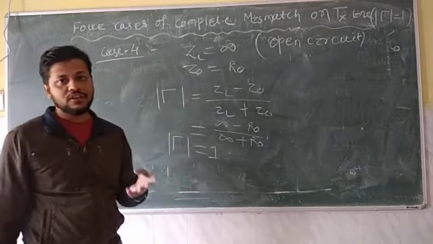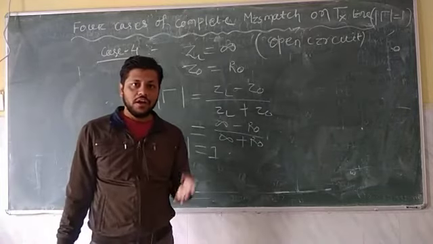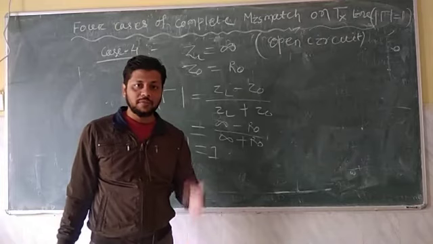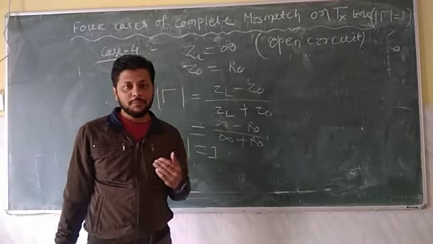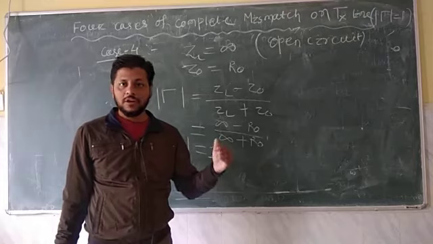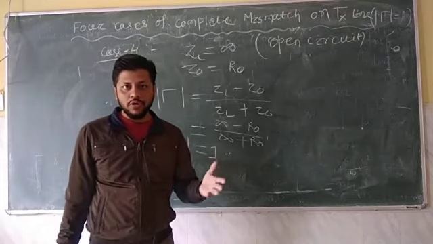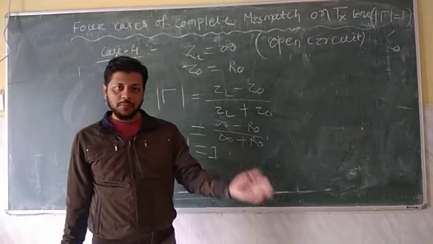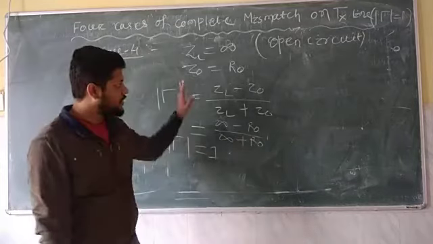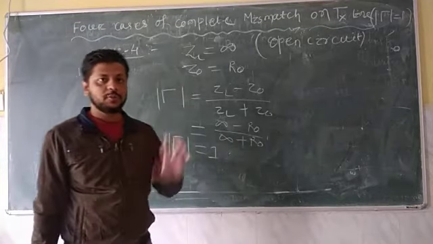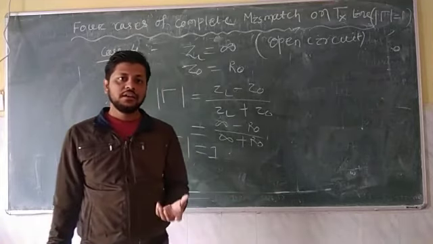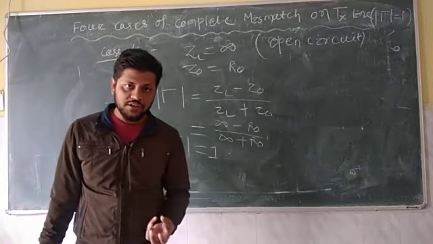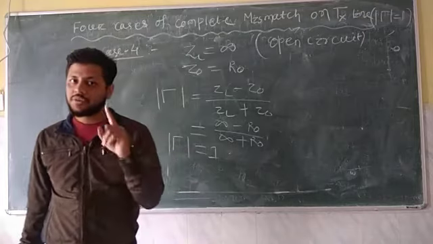So these are the 4 cases where 100% reflection will take place of your incident power. So whatever power delivered by your source will not reach your load. Instead, it will be reflected back towards your source. So these 4 conditions we should remember, and whenever a question comes, we can directly find that this is the case for complete reflection and the magnitude of gamma must be equal to 1.